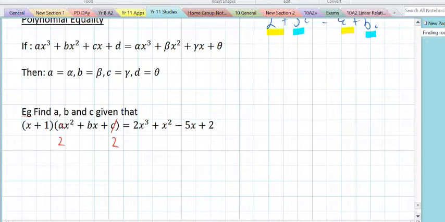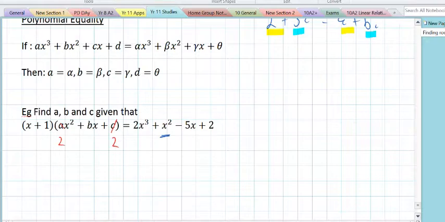Alright, so rather than doing the entire expansion, Alicia has pointed out that you can just pick on one. So let's say we want to get x squared. What expansion pairs will get us an x squared?